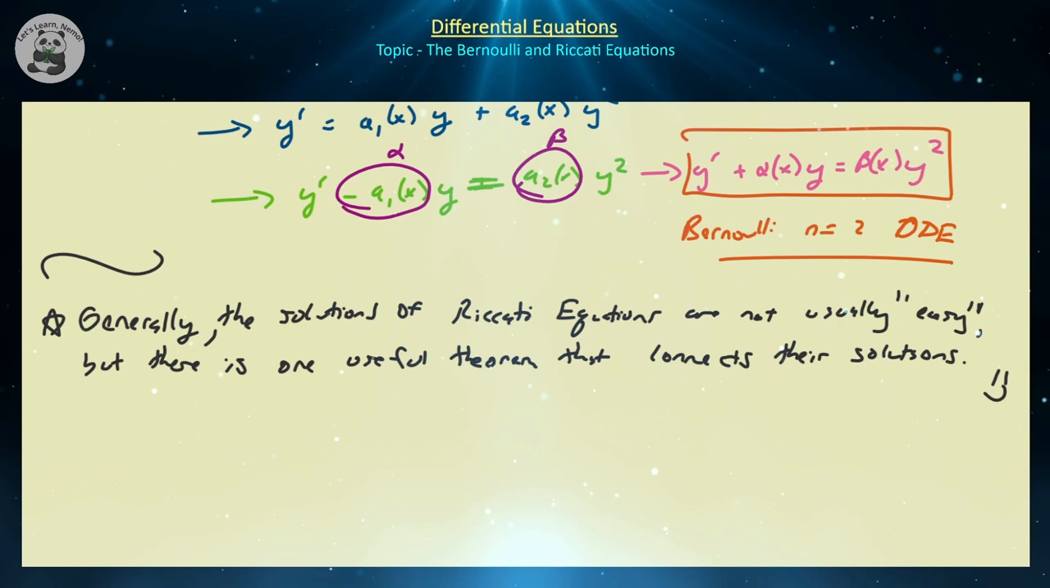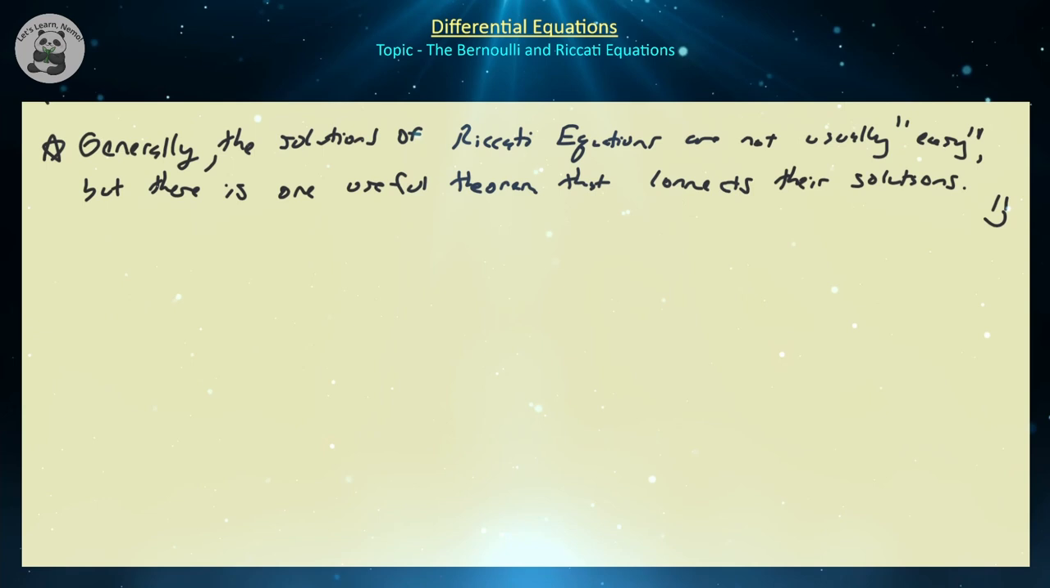Because usually, in our family of solutions for differential equations, they usually vary by some constant c, but that isn't always the case. Sometimes if you have one solution, it can actually help you find what the other solutions might be directly, and that's practically what this theorem that we'll close off with today actually says.